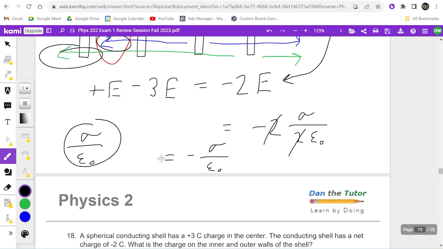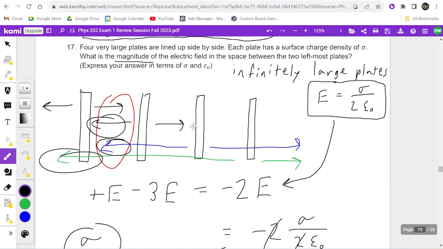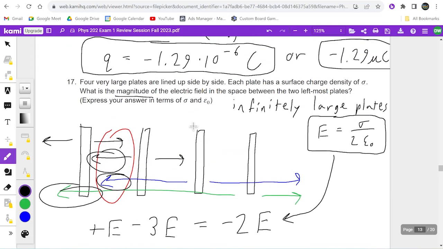So any questions on that one? So we know to use this equation just when it says something about large plates. Yes, that's exactly right. Okay.